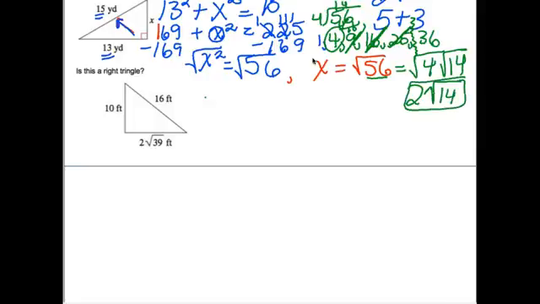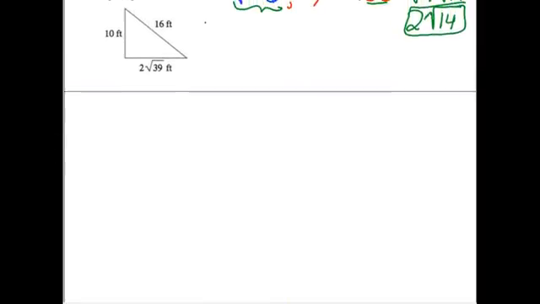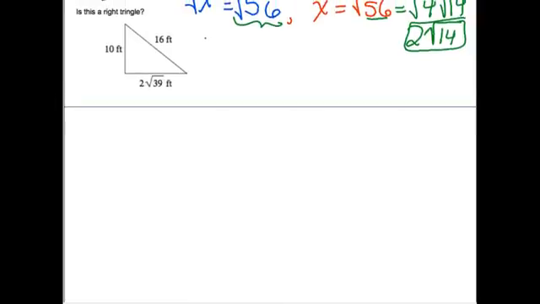So be careful how it says to write your answer. If you're allowed to go to a decimal, go ahead and use a calculator right here and round to what it tells you to. But if not, you have to be prepared to simplify that, which we've already covered in another section. So the next thing is we can also use what's called the converse of the Pythagorean theorem.